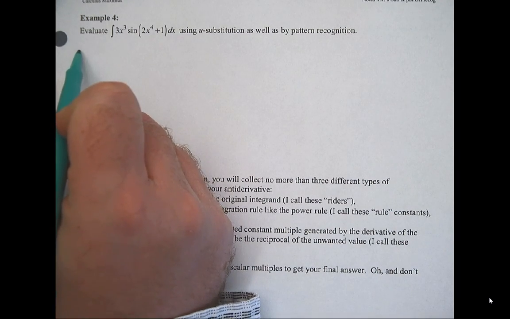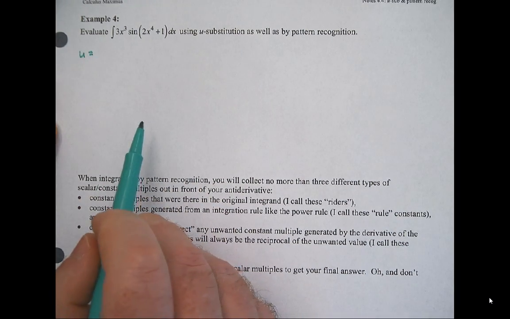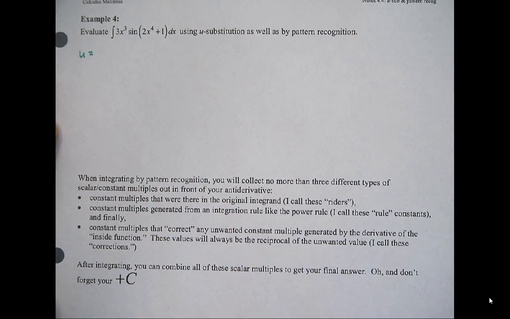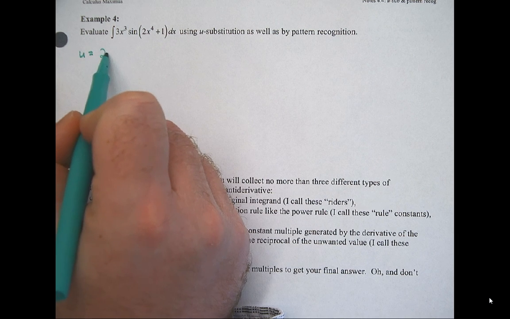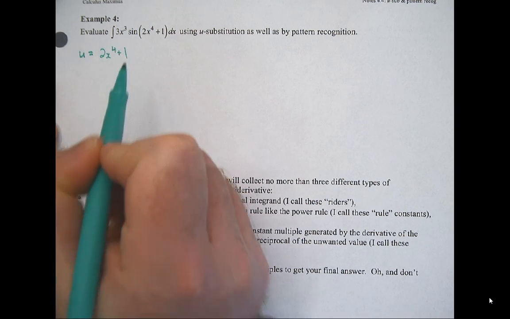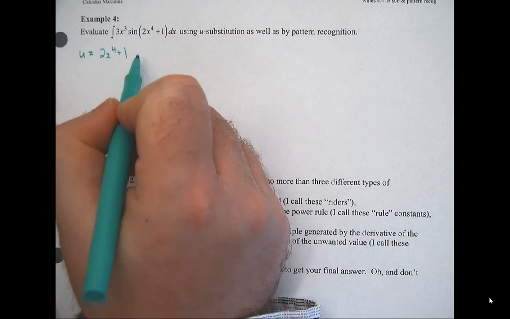So what would u be? u is always your inside function, the inside of the messiest piece. So this part looks the nastiest. So I'm going to have u = 2x to the 4th plus 1. Then I would find du.